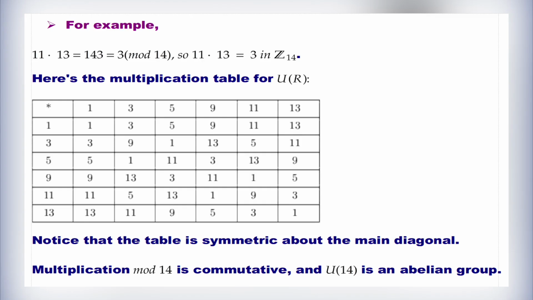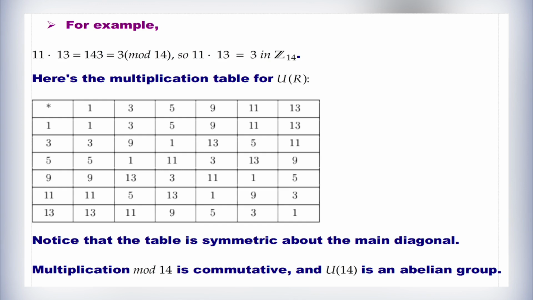For example, 11 × 13 = 143. When we divide 143 by 14, the remainder is 3. So, it can be written as 3 mod 14. So, 11 × 13 = 3 in Z14. Now, we construct the Cayley table for U(14). Here the operation star is multiplication modulo 14. The elements in U(14) are 1, 3, 5, 9, 11 and 13. Here we write them in the first column and in the first row.